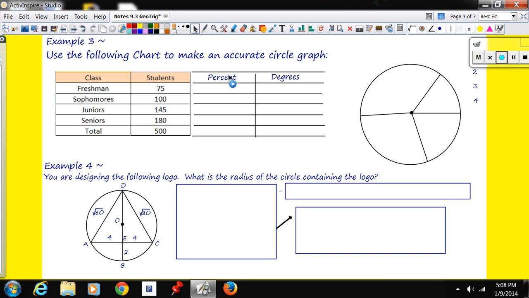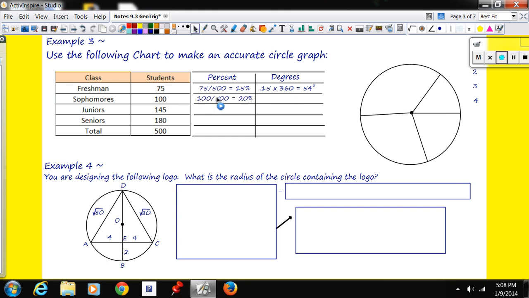So we're going to start with percent, and we're going to also figure out the degrees that go with this percent. So we've got 500 students, and 75 of those students are freshmen. So the percent, 75 out of 500, is 15% of my school, the class or whatever, is freshmen. So if we want to find out what 15% would be, we would multiply 15% by 360, and that would tell us that it's going to be a 54-degree angle. 15% of 360 would be 54 degrees, because the 360 is in degrees.